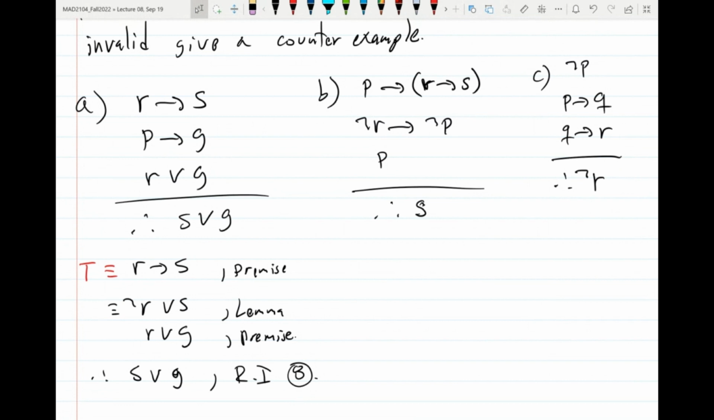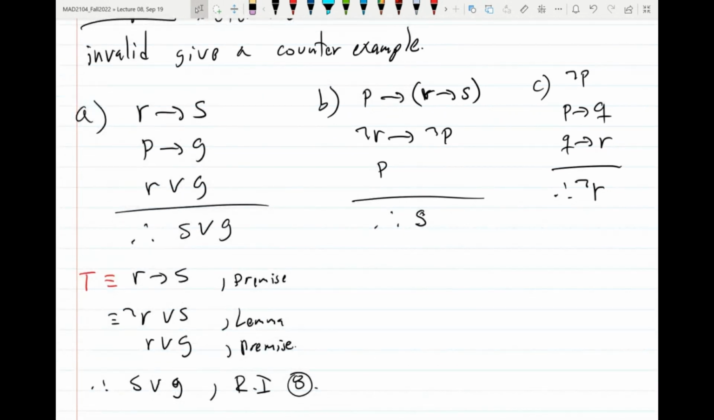Let's do B and let's do C. So, any questions about A before I move on? No? We did this last time. Now, let's do B. We're given 3 premises, and then the conclusion is therefore S. In other words, after all of this, we need to be able to deduce that S is true. If we manage to do it, the argument is valid. If we cannot do it, then the argument is invalid. Remember, our job is to show that this is a valid argument.